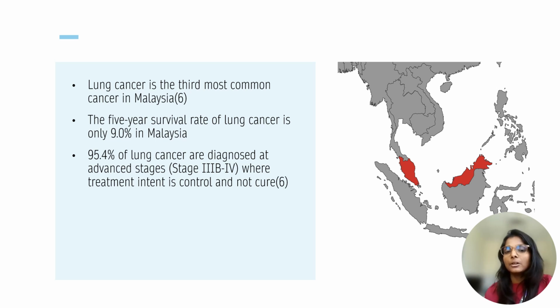Regionally in Malaysia, according to the latest Malaysia National Cancer Registry Report 2017 to 2021, lung cancer is the third most common cancer. And unfortunately, the percentage of lung cancer diagnosed at advanced stages, which is stage 3 and 4, increased to a very high 95.4%. The 5-year survival rate of lung cancer is also only 9%, which is below the global rate of 28%.